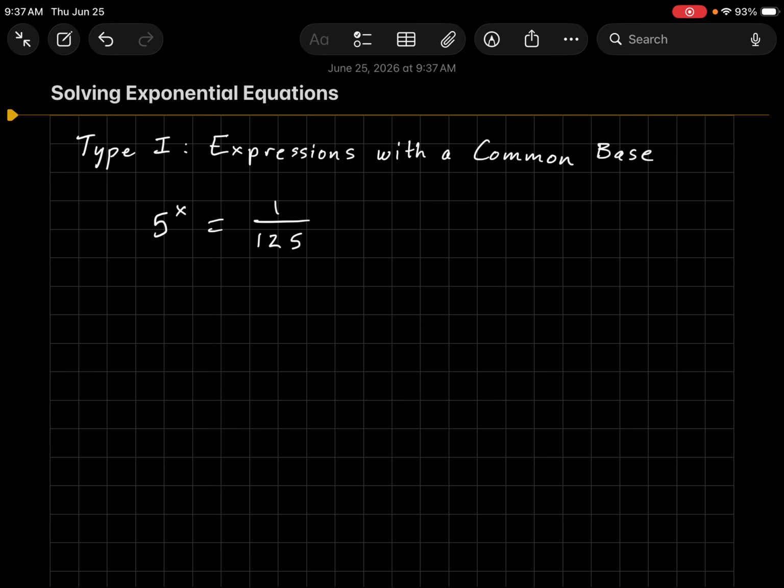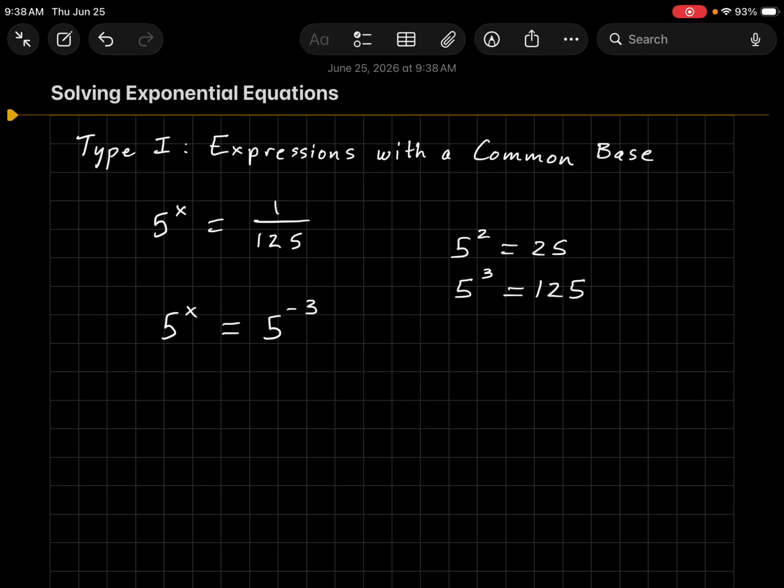So what do I mean by expressions with a common base? The left side of the equation has a base of 5, of course. I have 5 to the x. And the other side, if I think about it, is also 5 to some power. Well, I know that 5 squared is 25. 5 cubed is 125. So 1 over 125 is 5 to the negative 3.